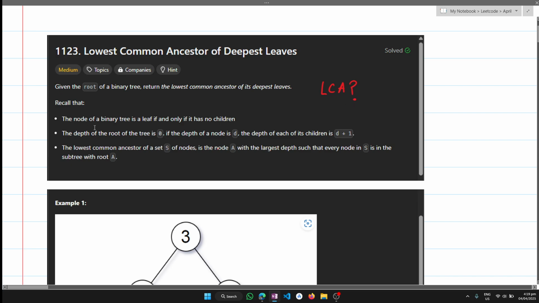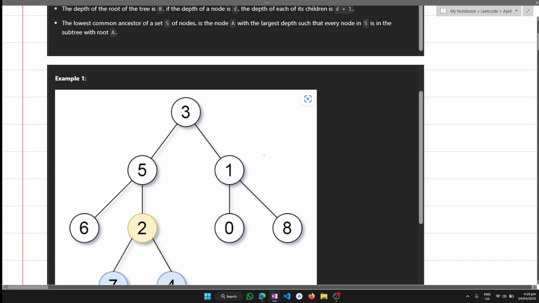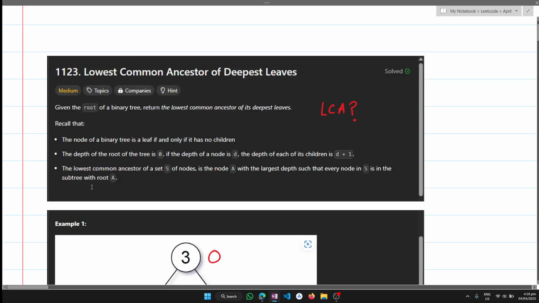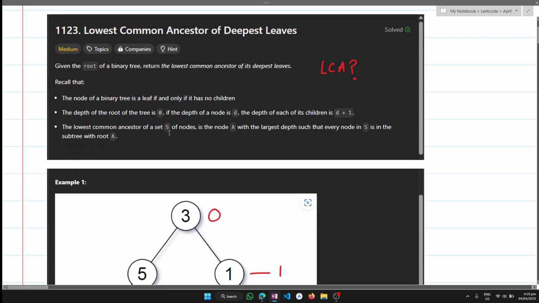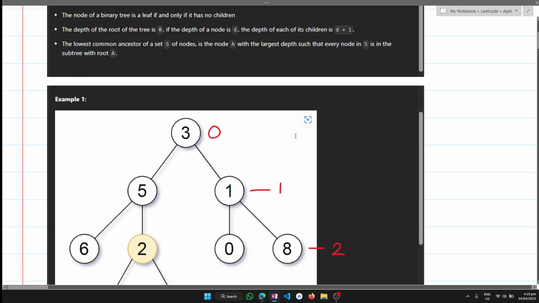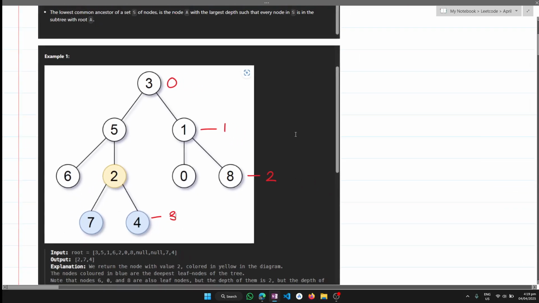Recall that a node of a binary tree is a leaf if it has no children. The depth of the root is 0 and the depth of the nodes which follow is d plus 1. So for example, the depth of the root is 0, the depth of these two nodes is 1, of these two is 2, and then of these two is 3. So the lowest common ancestor of a set S of nodes is the node A with the largest depth such that every node in S is in the subtree with root A. So again, it's a very difficult set of English, but it's very simple.